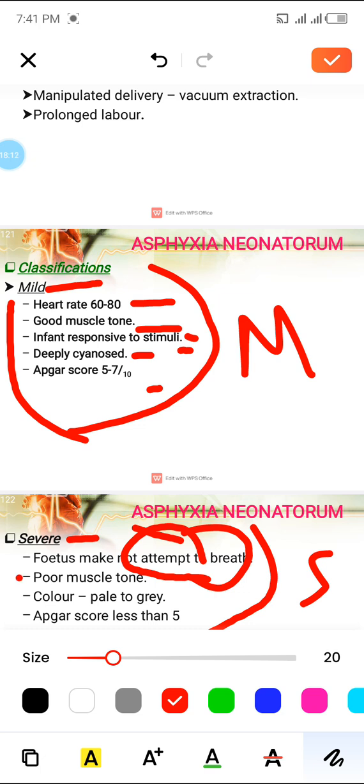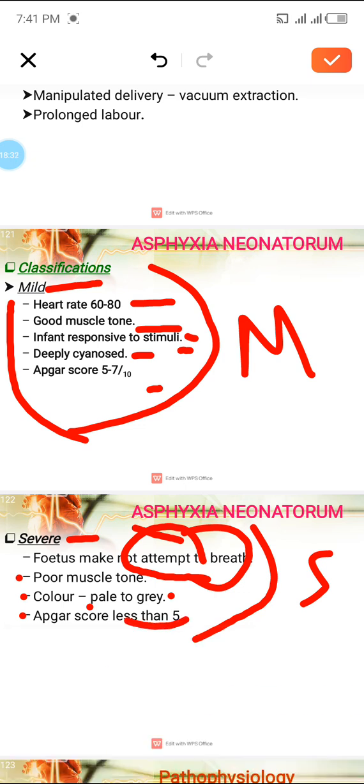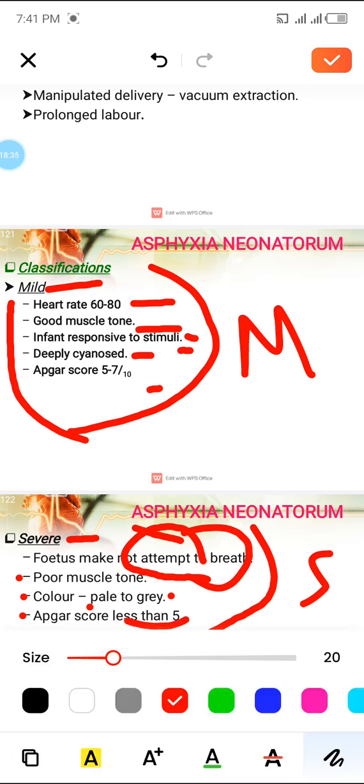Then poor muscle tone, they won't have good muscle tone because they're severely asphyxiated. Then the color will be pale or gray. These will require a higher concentration of oxygen than mild. Then the APGAR score will be less than 5. When you say less than 5, it may be 3, it may be 2, somewhere there, but anything less than 5, meaning that they are severely asphyxiated. It may be 3 or 4. So you can say less than 5, then you're okay there.